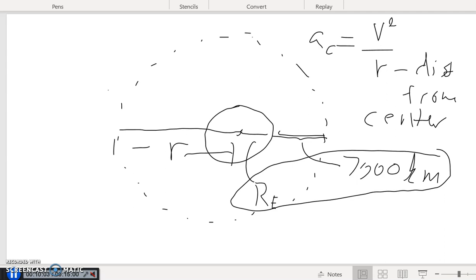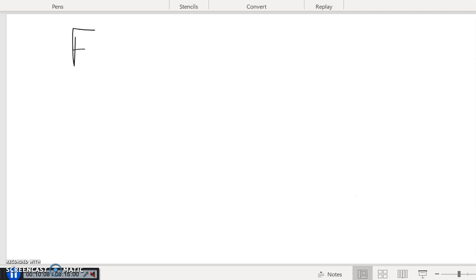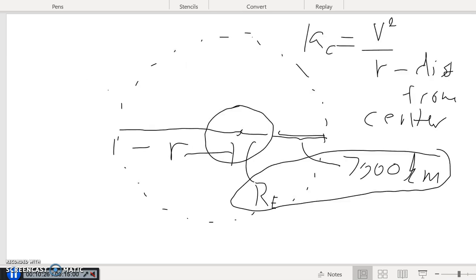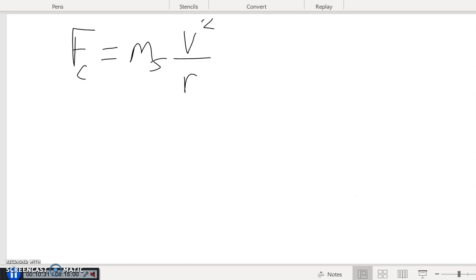Okay. Now, this is the acceleration, and so the force is equal to the mass of the satellite times its acceleration, which is v squared over r. Now, here's the key. This is the centripetal force that is describing the motion of the satellite as it's orbiting around the Earth. Okay, but here's the question. What is the actual force causing the push and pull on the satellite? Well, the answer there is the force of gravity.